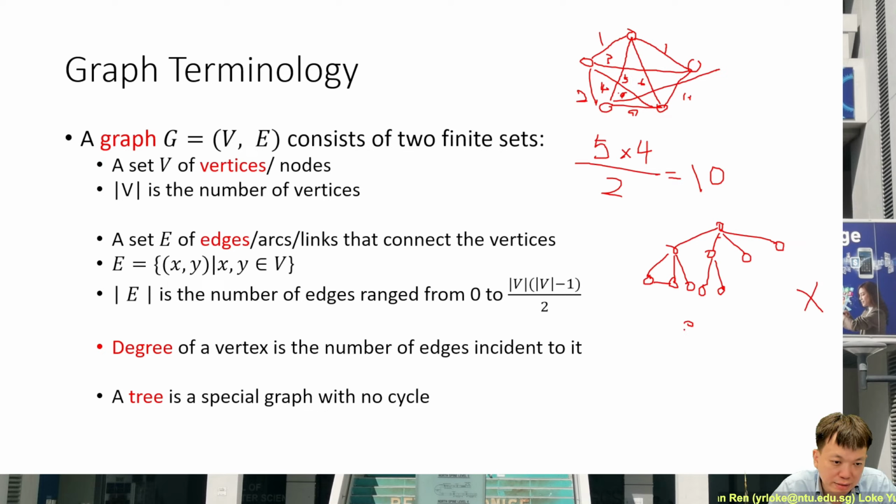Then there are a lot of kinds of graphs. It can be an undirected graph. That means all the edges have no direction. They don't give any direction. That means A is connected to B, and you also can say B is connected to A.